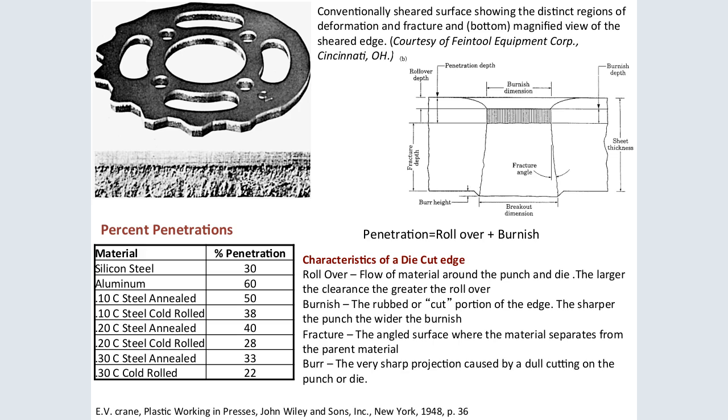Then the next thing that we look at is the punching being continued. You can see now the final product. Conventional: the sheared surface showing the distinct deformation and fractures, and at the bottom the magnified visual of the sheared edge. You can now see that edge. Characteristics of the die cut edges. You can see the characteristics and what it all involves.